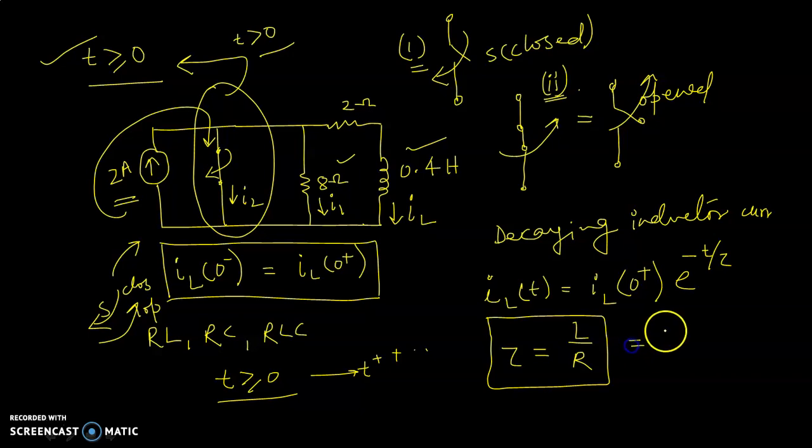So L is given as 0.4 henry, and the resistance is 2 ohm in the path. See this. This is your 2 ohm resistance and L is given 0.4 henry. So it is coming 0.2 second.